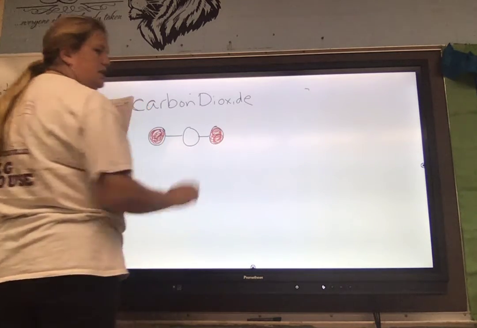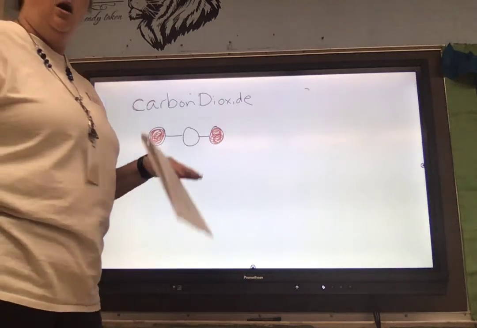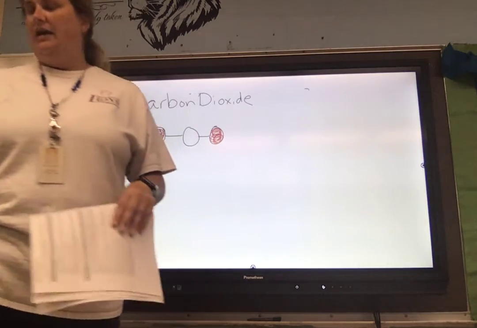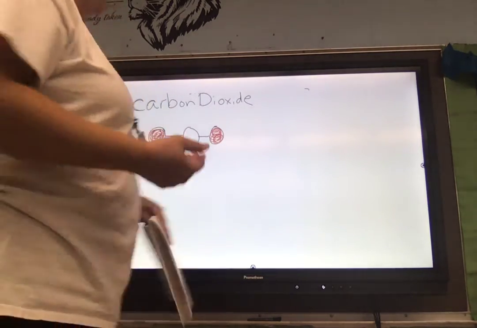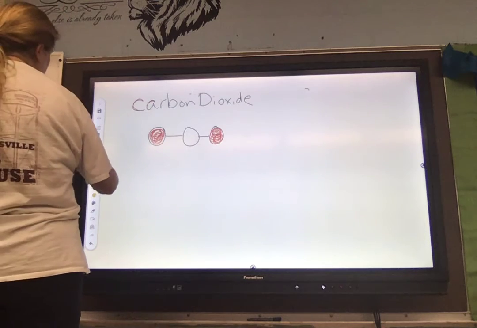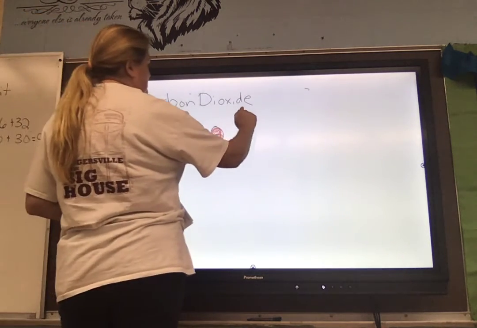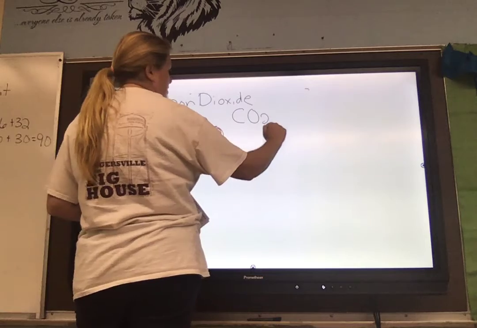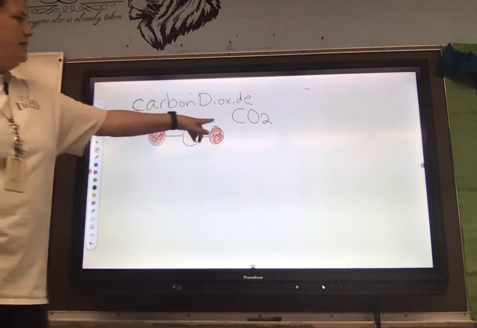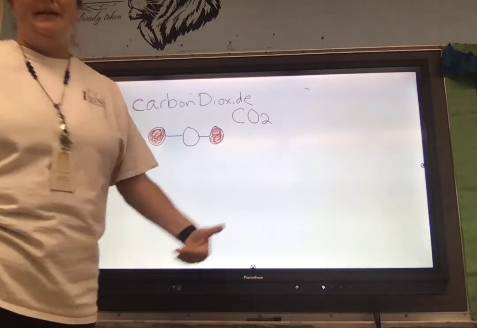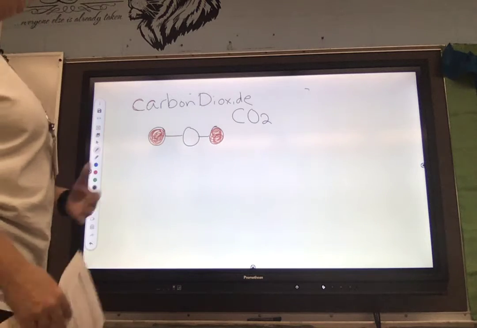Now, we just learned about carbon dioxide in our lesson 25 in our chemistry booklet, and we learned the formula of carbon dioxide looks like this, CO2. Then we learned what the little number means. It tells you how many atoms of that element you have.